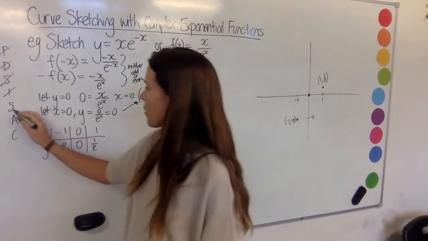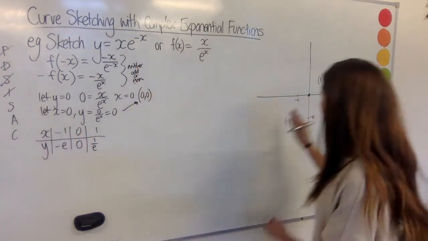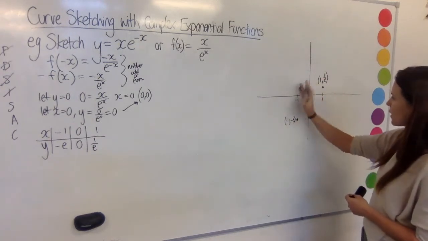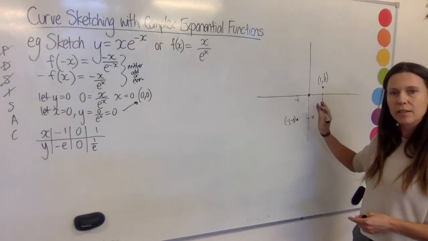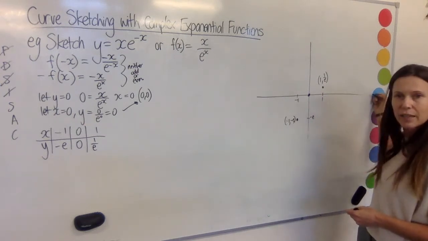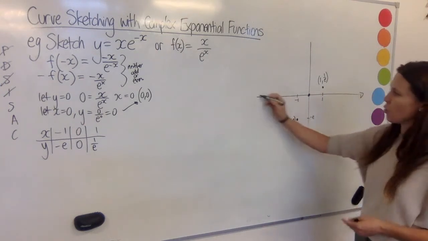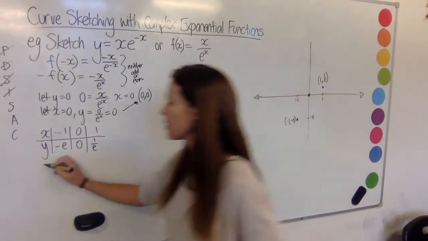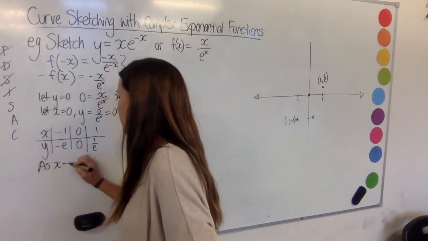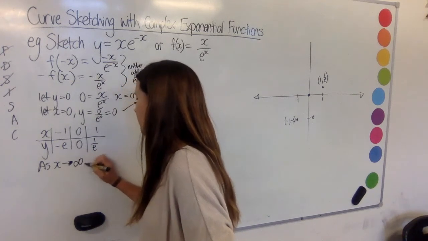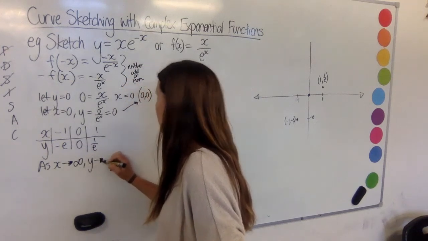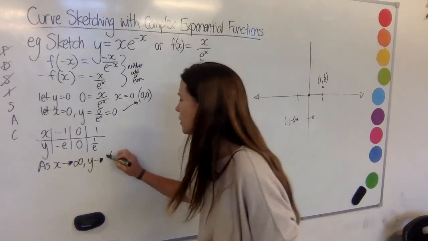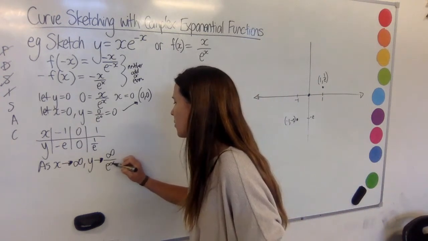All right, now I've thought about the sign. What about as it gets further along? I've got a few indicators of what it looks like just on either side of the y-axis. But what about when x gets really big and heads towards infinity up here, or really small and heads towards minus infinity down here? Let's think. Well, as x approaches infinity, y is going to approach infinity over e to the power of infinity.